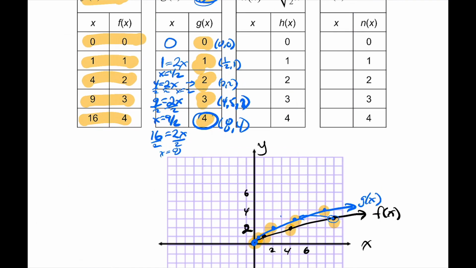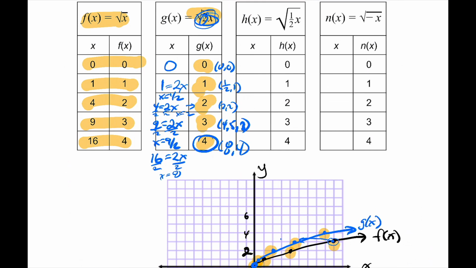So let's look likewise with h of x. I'm going to do this in red. Again, we want our answers to be 0, 1, 2, 3, 4. So in order to get an answer of 0, we must square root 0. In this case, it's just going to be 0. Because we multiplied by a half, it's still going to be 0.